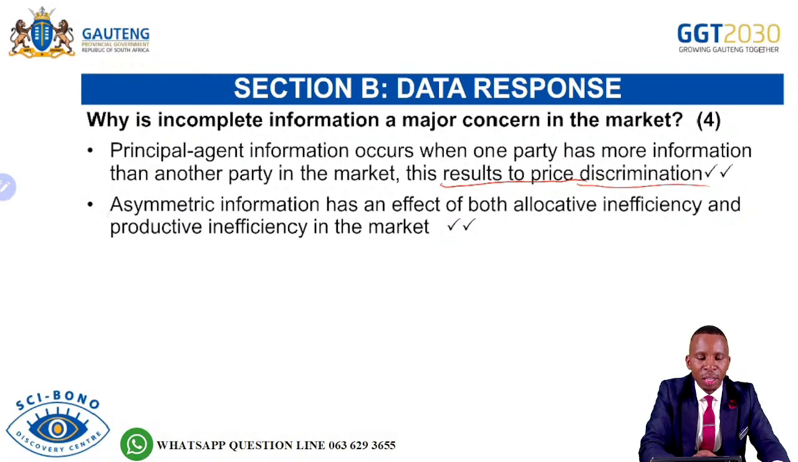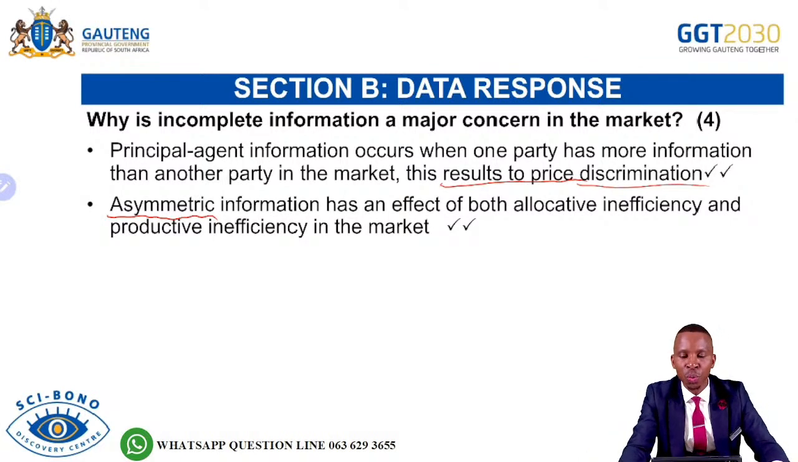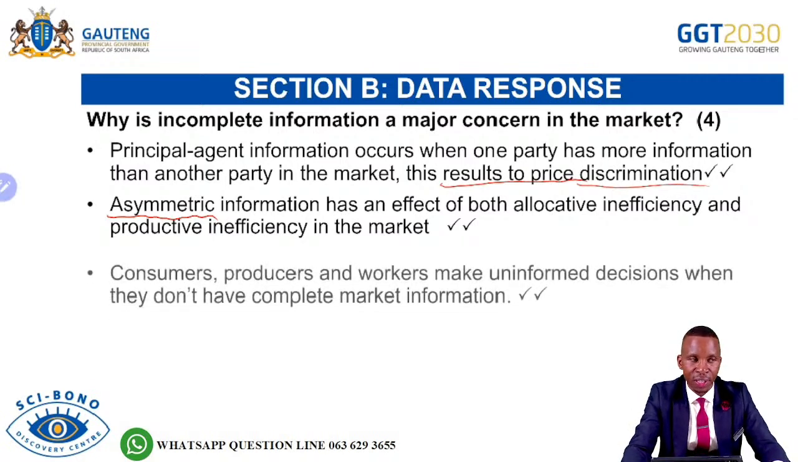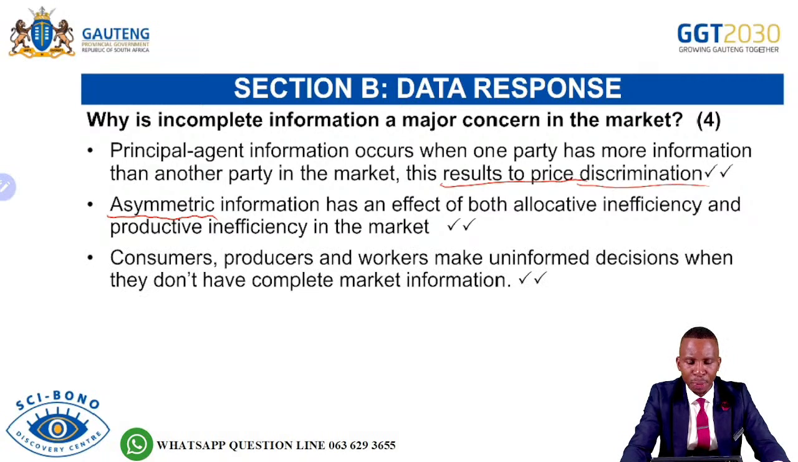If ever we don't have similar information, where one has less and one has more information, then that will always lead to inefficiencies in the market, namely allocative and productive inefficiency. Consumers, producers, and workers make uninformed decisions when they don't have complete information about the prevailing market conditions. And then we continue.